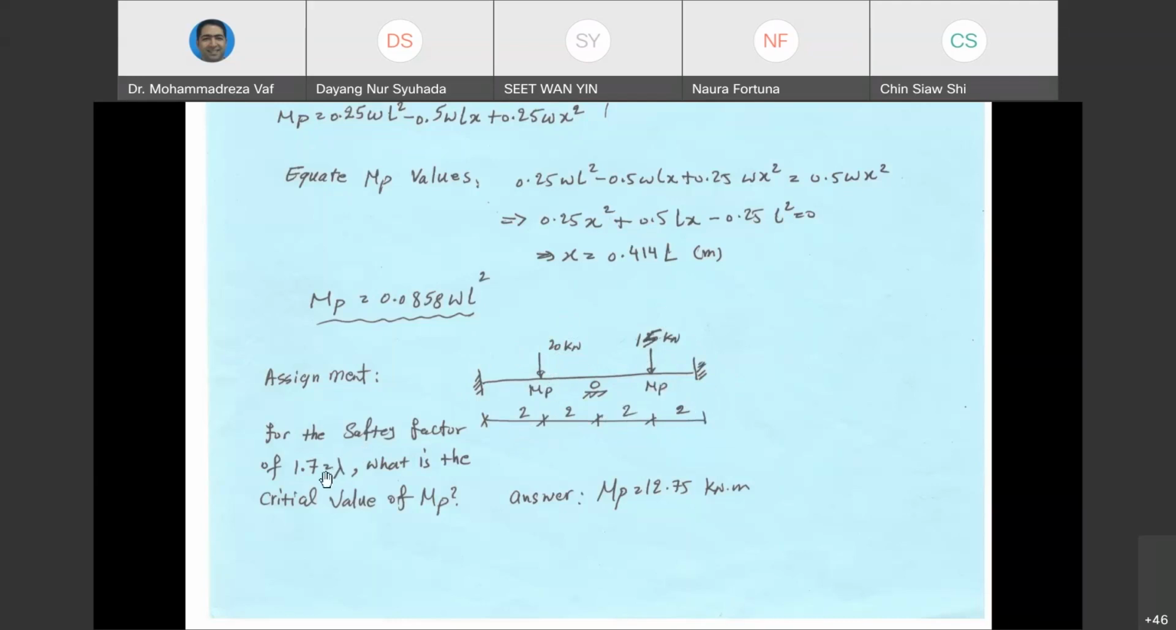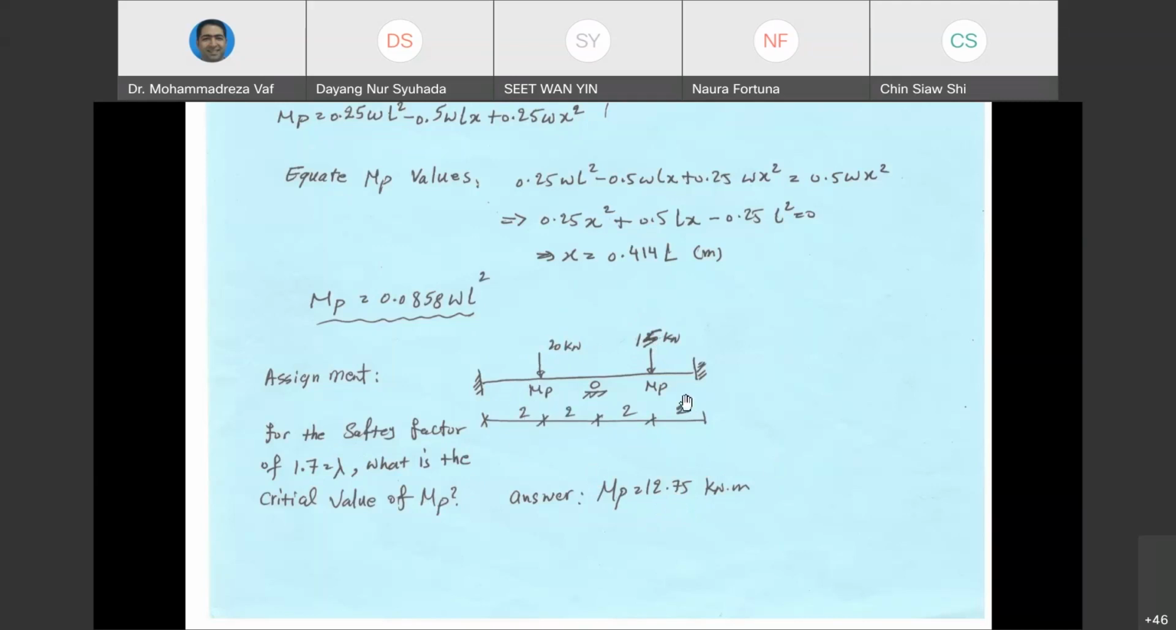The question says, consider a safety factor of 1.7, meaning you need to multiply these forces by 1.7 and then calculate MP. This way we are sure that if this load reaches 70% larger than the value that is given, still the beam is not going to collapse. The answer is given to you, 12.75. And right now I want you to think about how you can reach this 12.75.